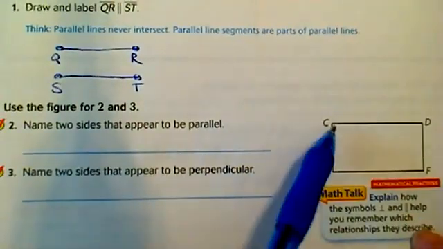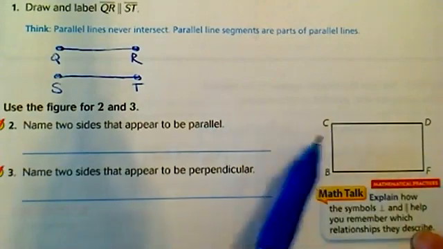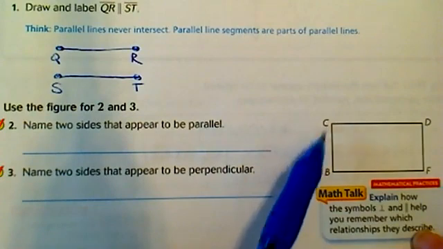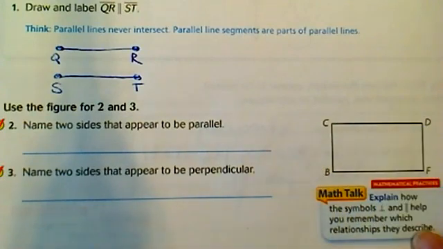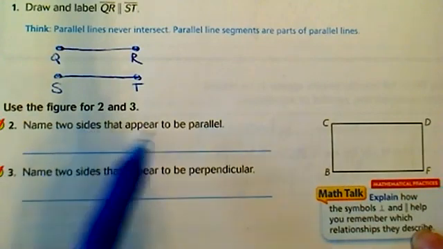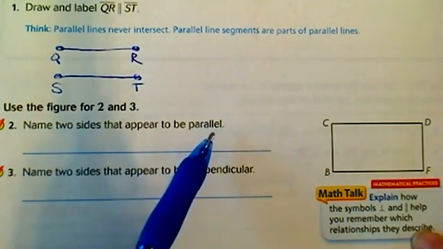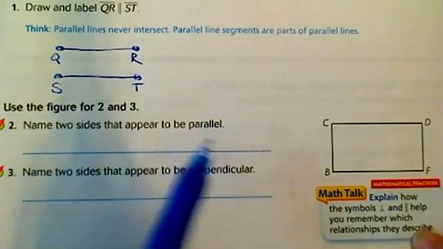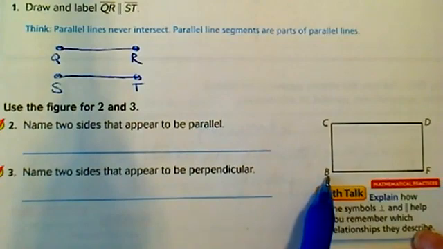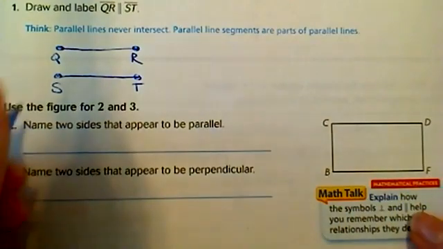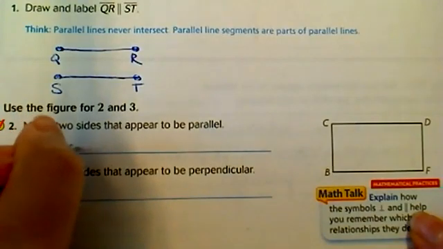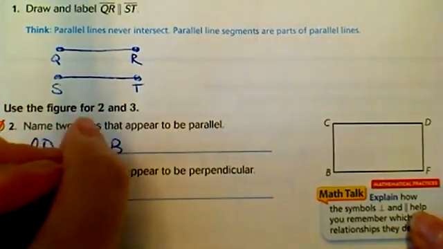Okay, so I have this rectangle, and the vertices are labeled C, B, D, and F. Okay, so it says name two sides that appear to be parallel. Okay, so I'm going to say, well, it looks like CD is parallel to BF. And I'm just going to write that. I'm going to write CD and BF.